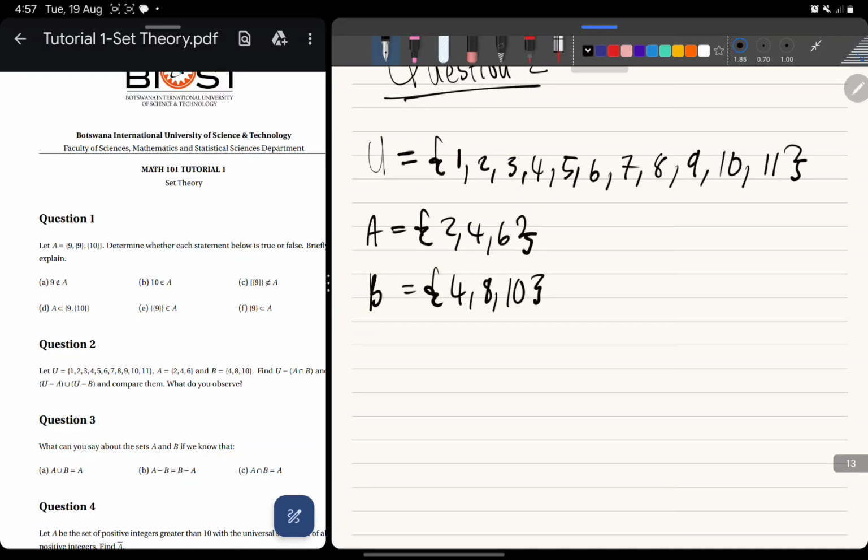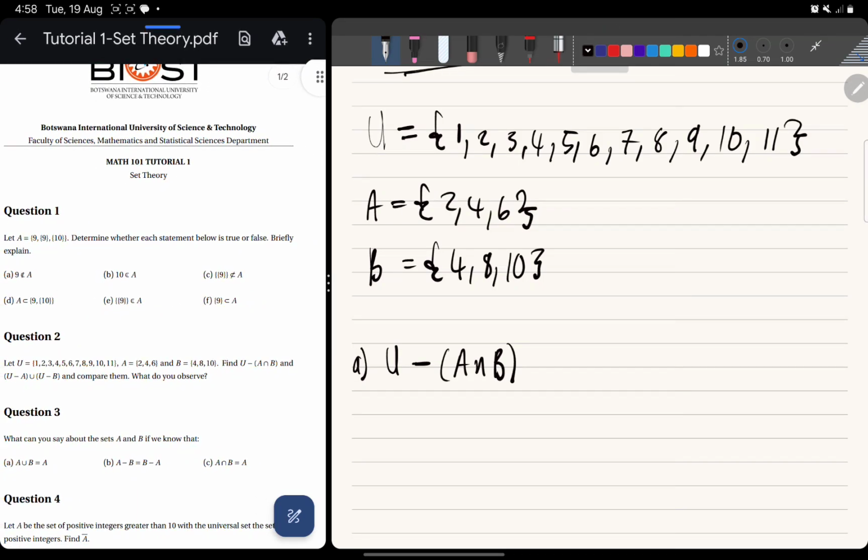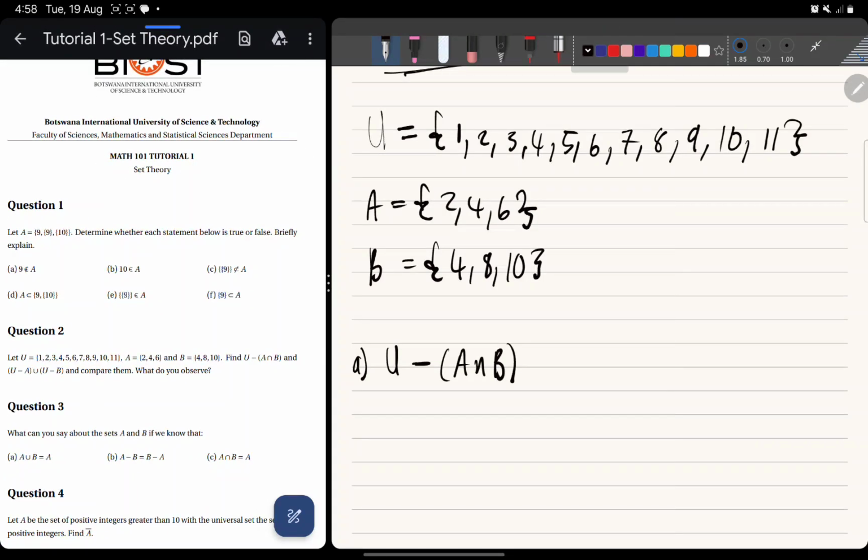Now they want you to find, okay, so for part A, we want the universal set minus A intersection B. This is what we want. And then we'll do the second part, and then we'll compare them. Now, the first thing: we have a subtraction here, which is a set operation, but we also have an intersection here.